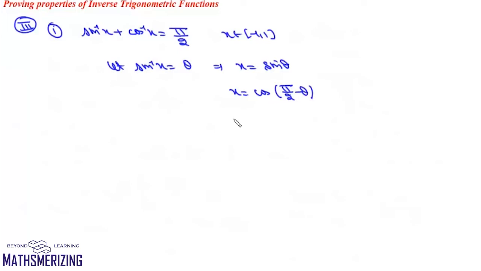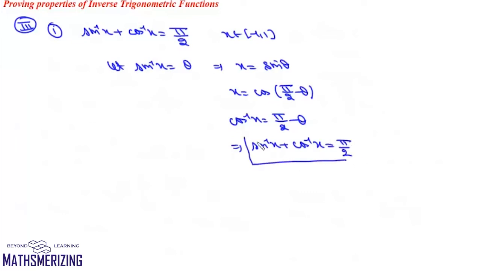So we can write cos inverse x as pi by 2 minus theta. Now we'll take this theta on the left hand side, and theta is sine inverse x. So from here we can write sine inverse x plus cos inverse x is equal to pi by 2. This result is valid for any value of x which lies between minus 1 and plus 1. So it is an identity in inverse trigonometric functions.